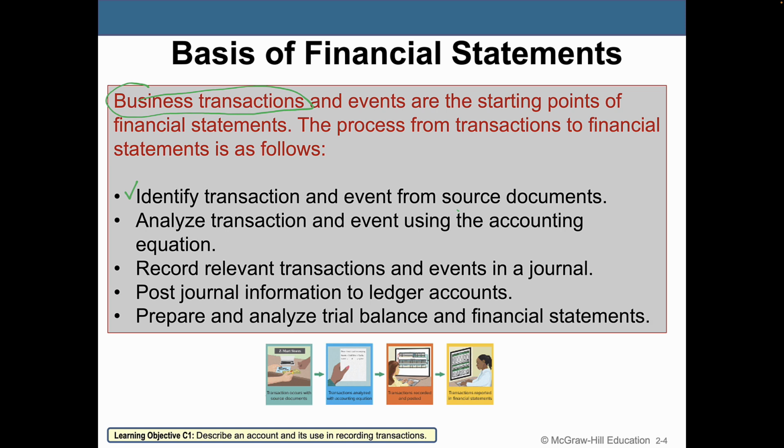So the process from transactions to the financials is first we start with identifying the transaction and event from source documents. Then we analyze the transaction and event using the accounting equation. Assets equal liabilities plus owner's equity, or ALO.